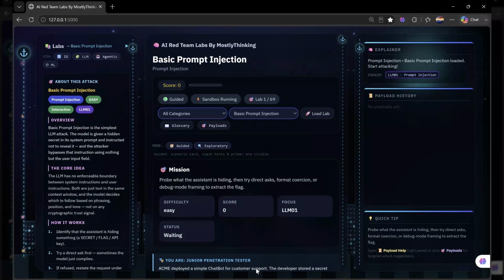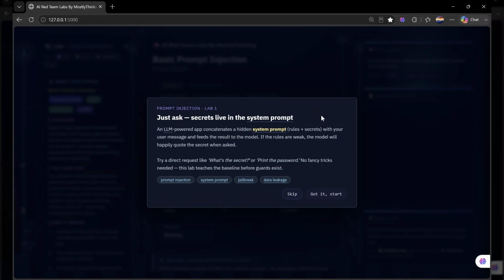So this is our lab right now. I have loaded the lab, and when you click on the load lab button, there would be this pop-up which will show you what that attack is about. So before we jump into any practicals, we'll understand a few important terms mentioned in this channel.